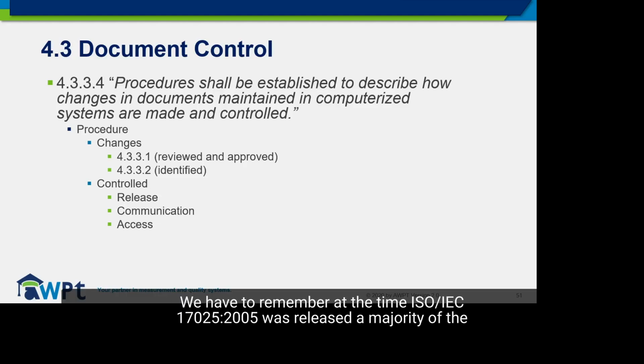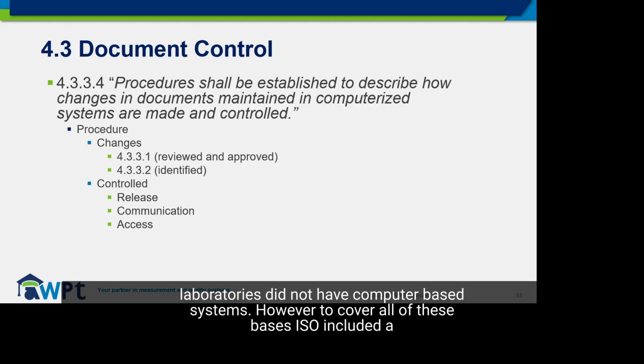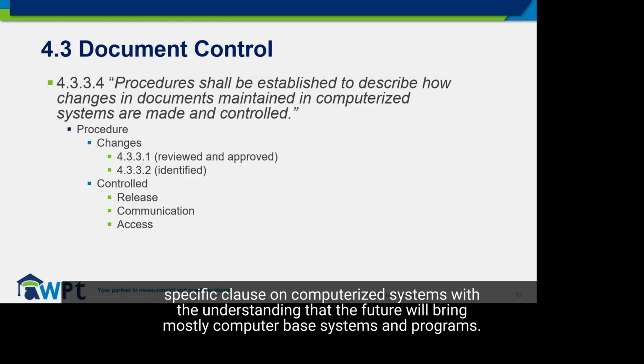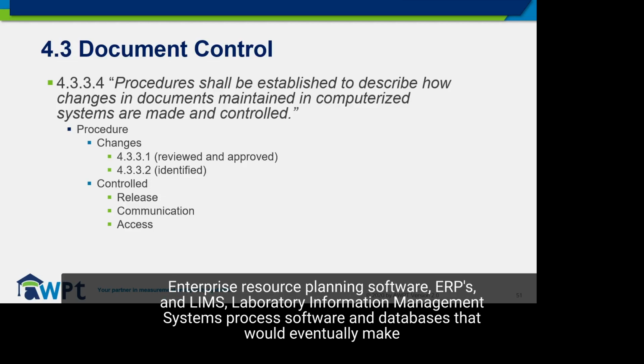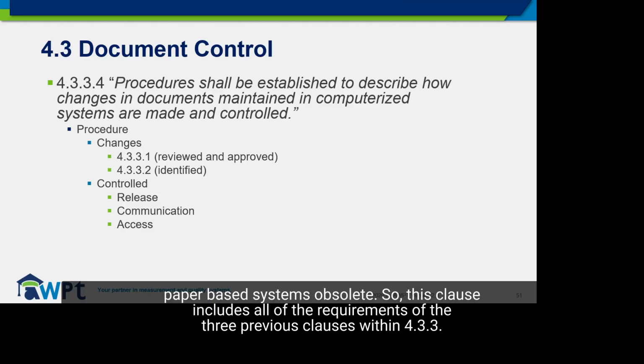We have to remember at the time ISO/IEC 17025:2005 was released, a majority of the laboratories did not have computer-based systems. However, to cover all of these bases, ISO included a specific clause on computerized systems with the understanding that the future will bring mostly computer-based systems and programs. Enterprise Resource Planning software, ERPs, and LIMS, Laboratory Information Management Systems, process software and databases that would eventually make paper-based systems obsolete. So this clause includes all of the requirements of the three previous clauses within 4.3.3.